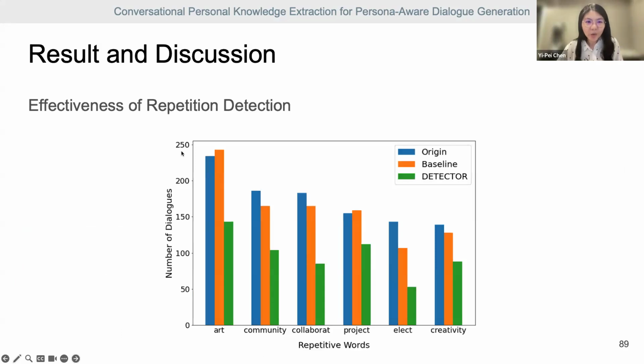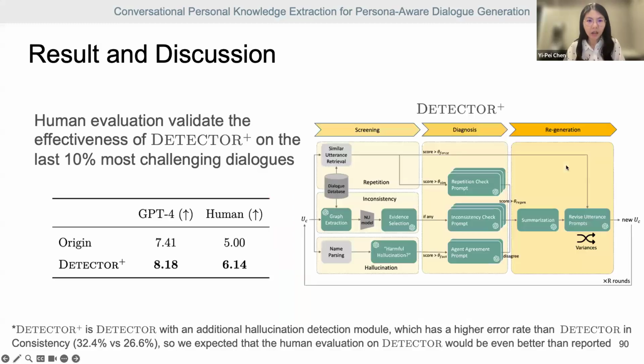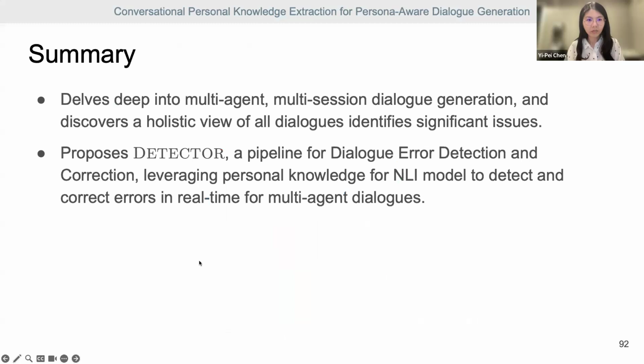Okay, so here we show that we largely reduce the repetition of the dialogue topics. And this is the human evaluation result. So we show that we have higher quality than the original by human evaluation or by GPT-4 evaluation.